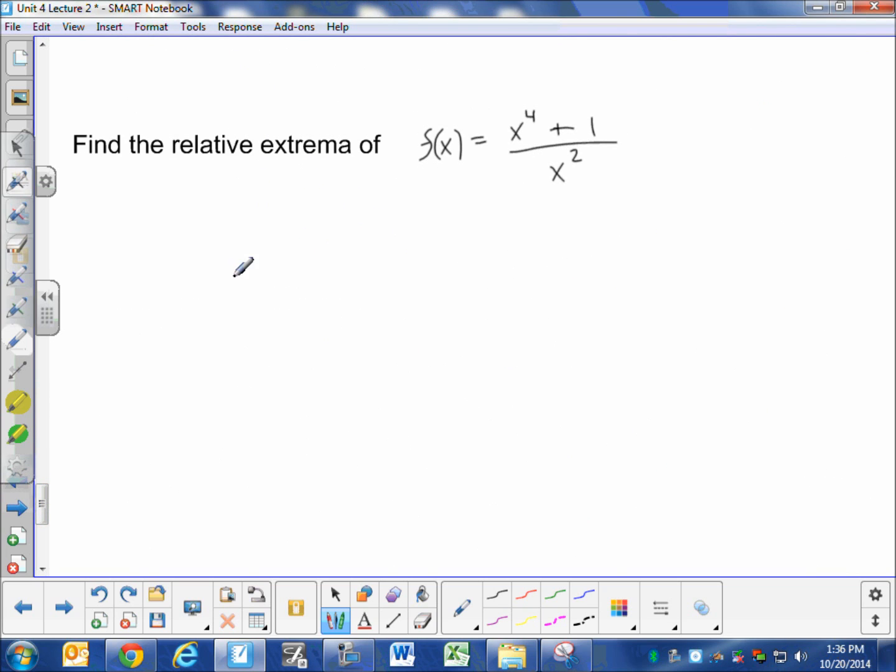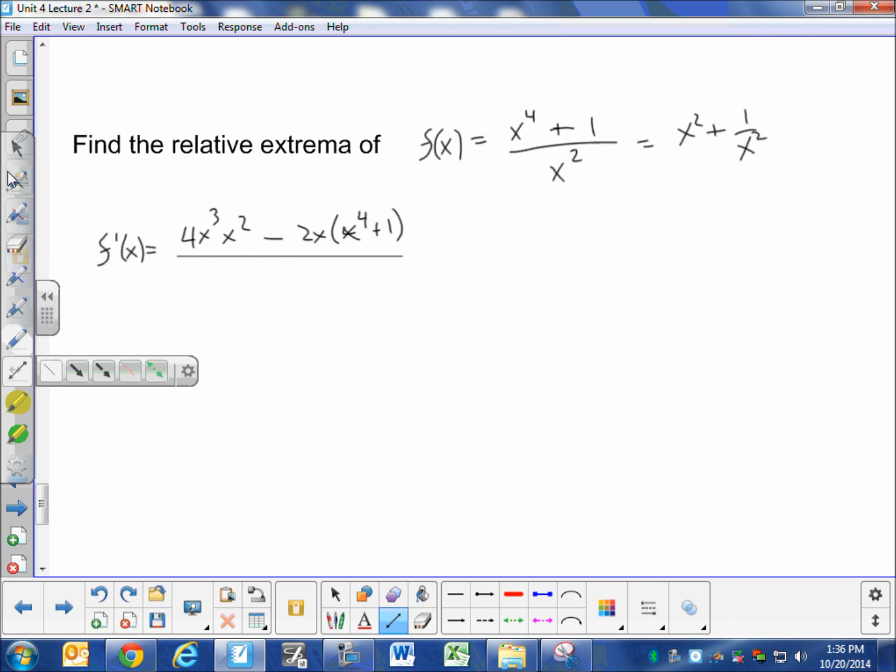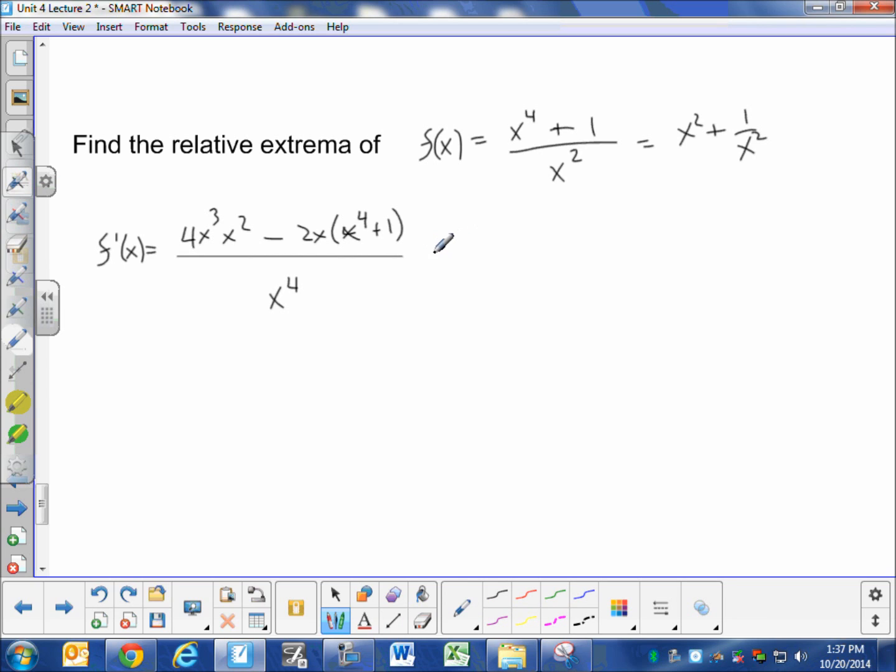Let's try this one, x to the 4th plus 1 over x squared, see how well this goes. Take the derivative. I could split this up into x squared plus 1 over x squared, or I could use the quotient rule. I'm going to use the quotient rule just so it stays all in one fraction. So I got f prime g minus g prime f all over g squared.